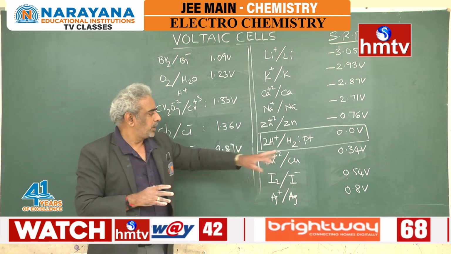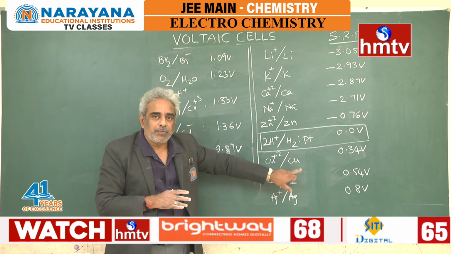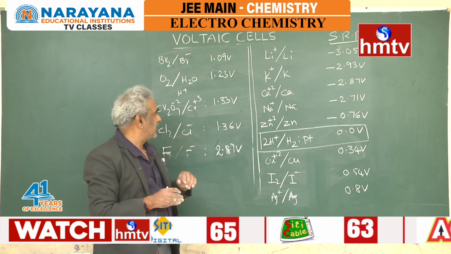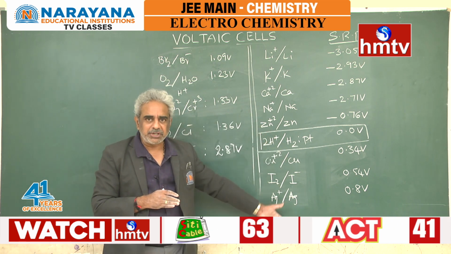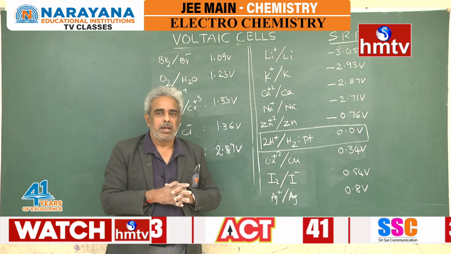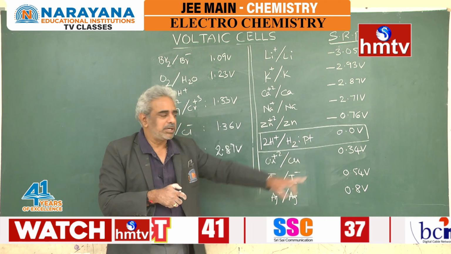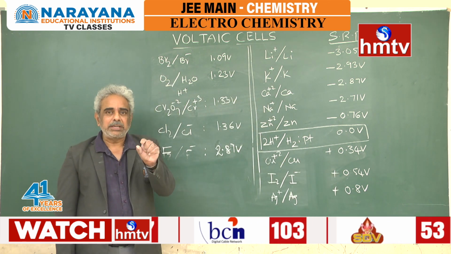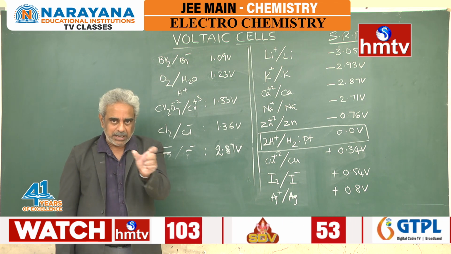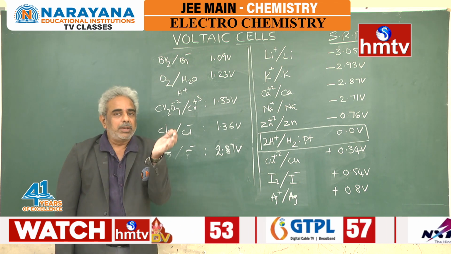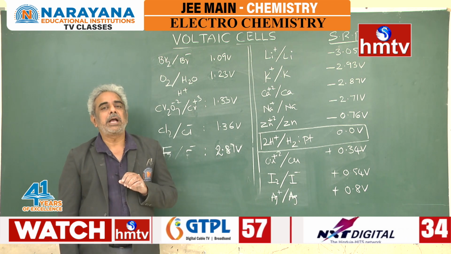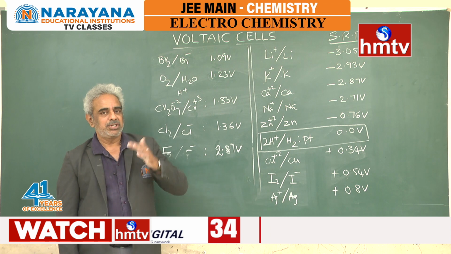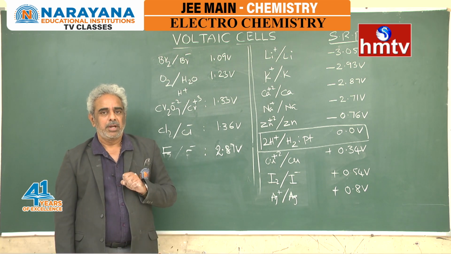Now, coming to the other metals, here also you find some metals. Copper metal is there, silver metal is there. Of course, it's only a partial list, there may be other metals. Their standard reduction potential is positive. What do you understand from this? At these metals, the metal-metal ion equilibrium will shift towards reduction when this electrode is connected with the standard hydrogen electrode.